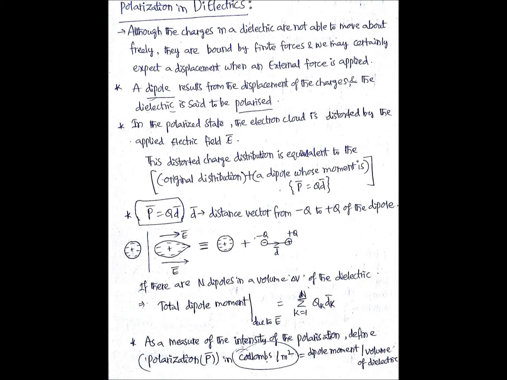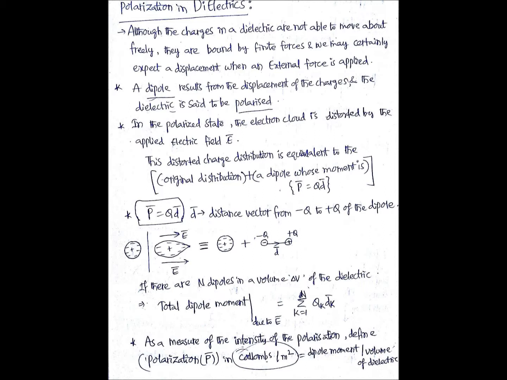That means only when an external force is applied can you break down the forces by which they are bound, and then they will be able to move freely. So a dipole results from the displacement of the charges, and the dielectric is said to be polarized. In that condition, when an external force is applied, you can say that the dielectric is polarized, and we are going to get some dipole because of the displacement of the charges.